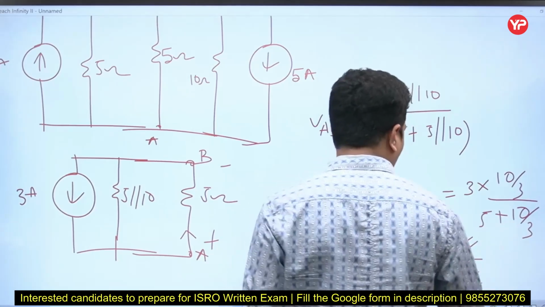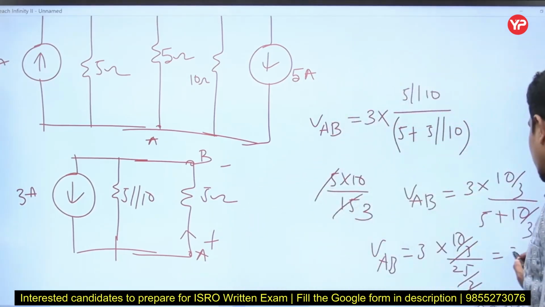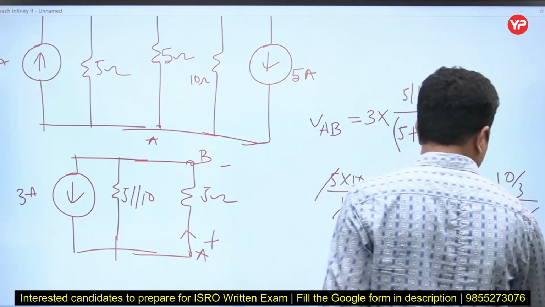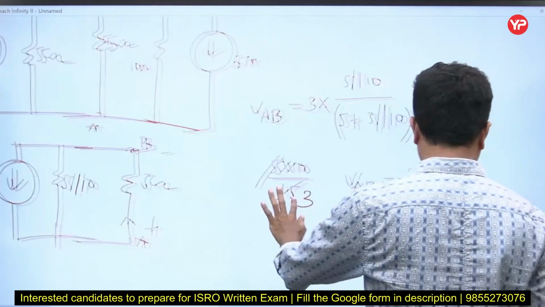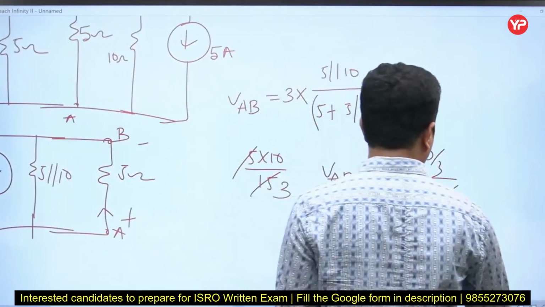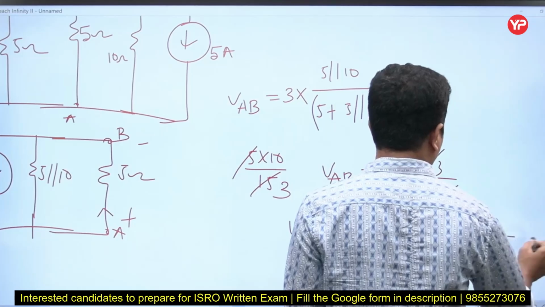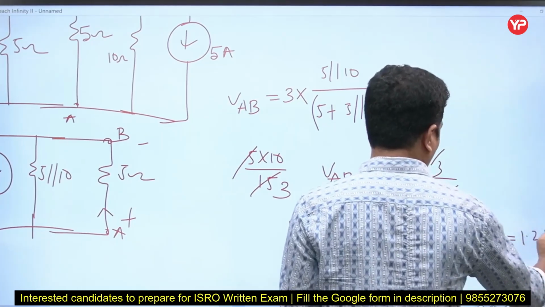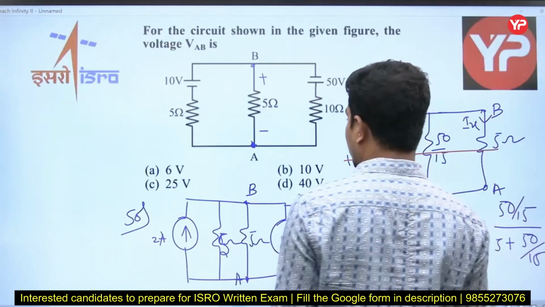This 3 is gone. How much is it? 30 divided by 25. How much is it? Yes, 1.2. How much is it? 1.2 volts. It is exactly 1.2 volts.